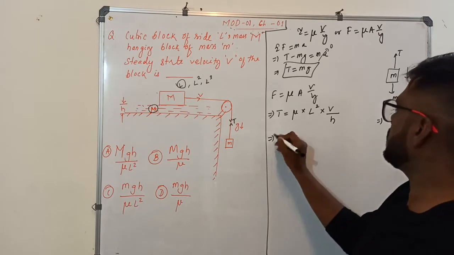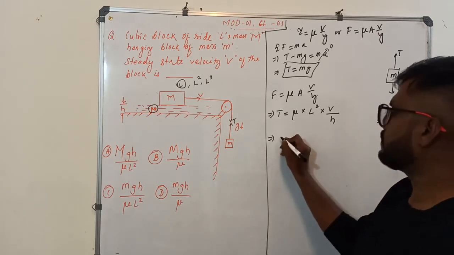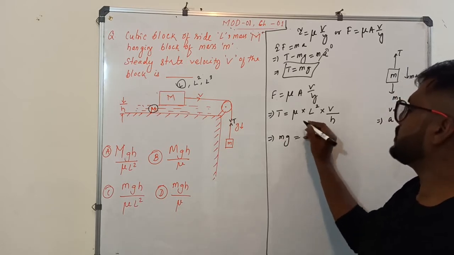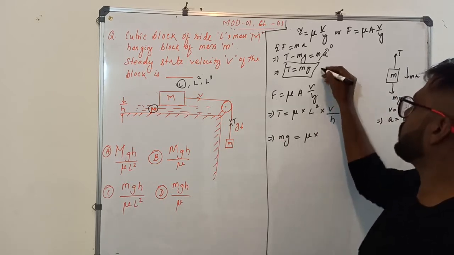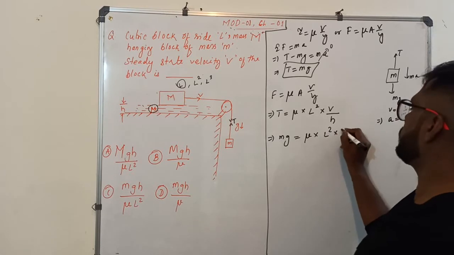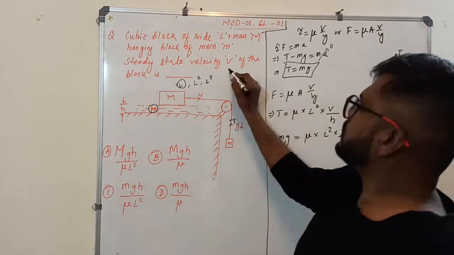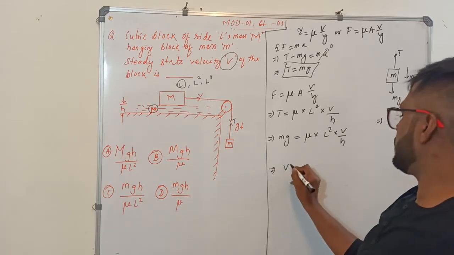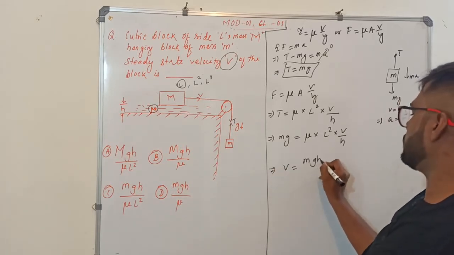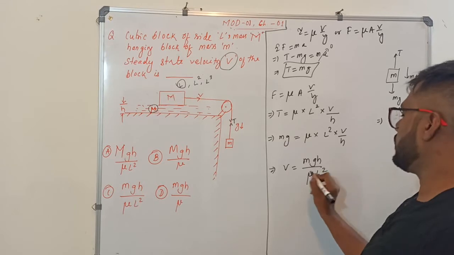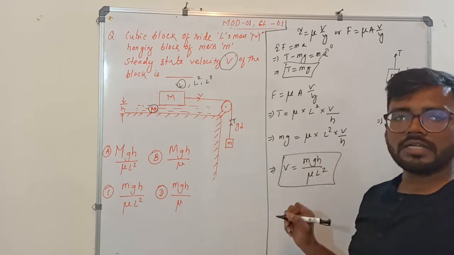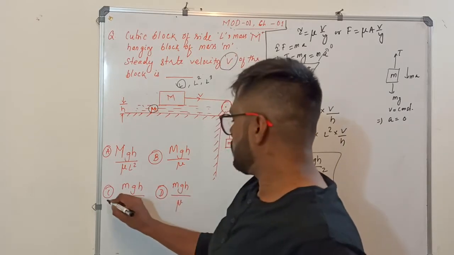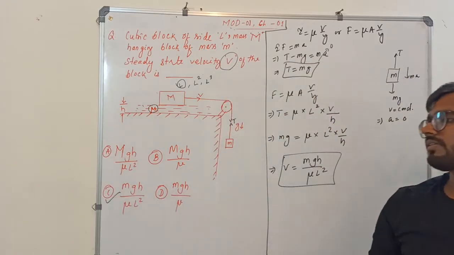So what is your T? T equal to mg, na. What is your T? T is equal to m into g is equal to mu, we got it here, right? L square into v by h. What expression do they want? They want an expression of steady state velocity v. This implies v equal to mgh by mu L square. Which option is that? That is option C.